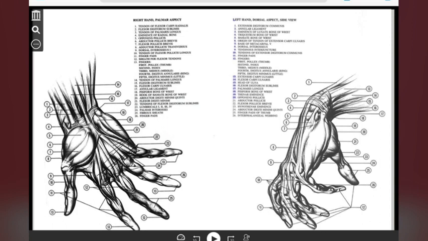Left hand, dorsal aspect, side view. Extensor digitorum communis, annular ligament, eminence of lunate bone of wrist, triquetrum bone of wrist. Hamate bone of wrist, origin of tendon of extensor carpi ulnaris, base of metacarpal V, dorsal interosseous, tendinous interjuncture, tendons of extensor digitorum communis.